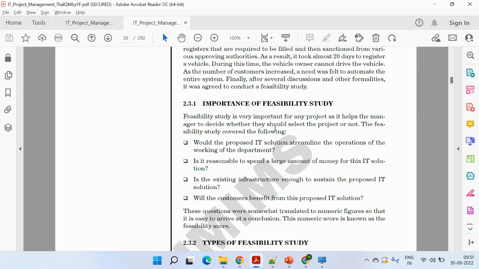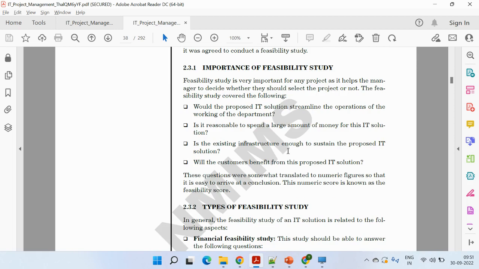If we talk about the importance, there are a few very important things. Would the proposed IT solution streamline with the operations of the working department? How much is it feasible? Is it reasonable to spend a huge amount of money? Obviously, if you are implementing something, it has some cost. So you need to think: if I am implementing this, how beneficial will it be, and what will be the return for this.